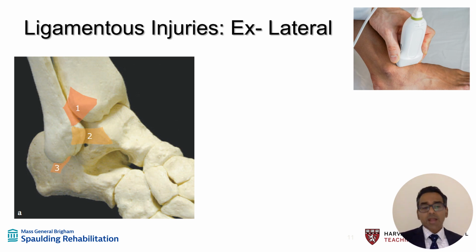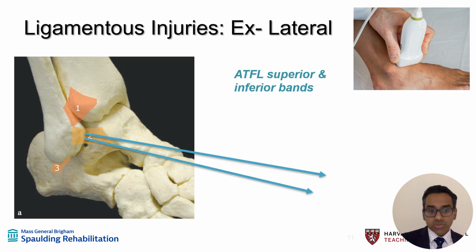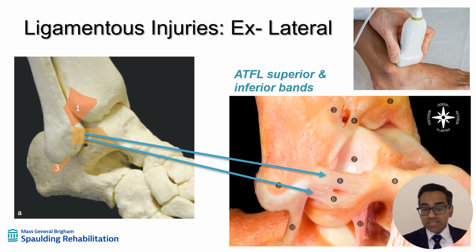When you talk about ankle injuries, ligamentous injuries, we usually are referring to several very important ankle ligaments, most important of which is the ATFL, or the anterior talofibular ligament. Remembering that the ATFL actually has two distinct bands. It has a superficial and a deep band, which attach adjacent to each other.